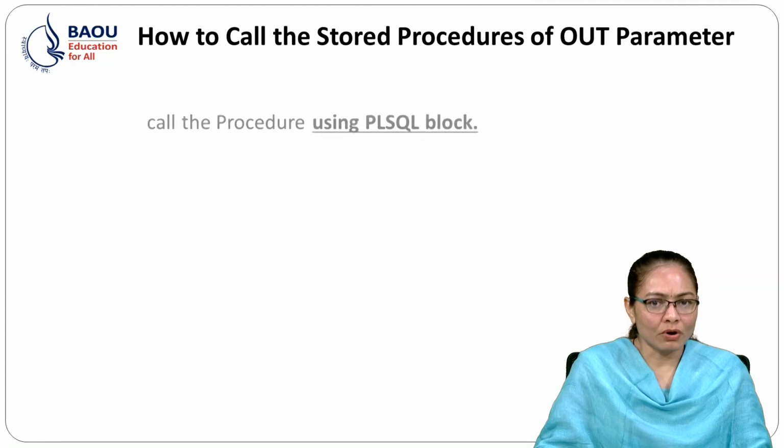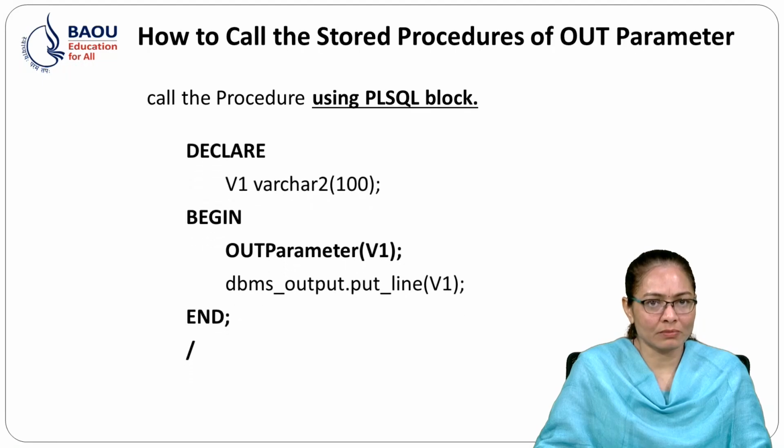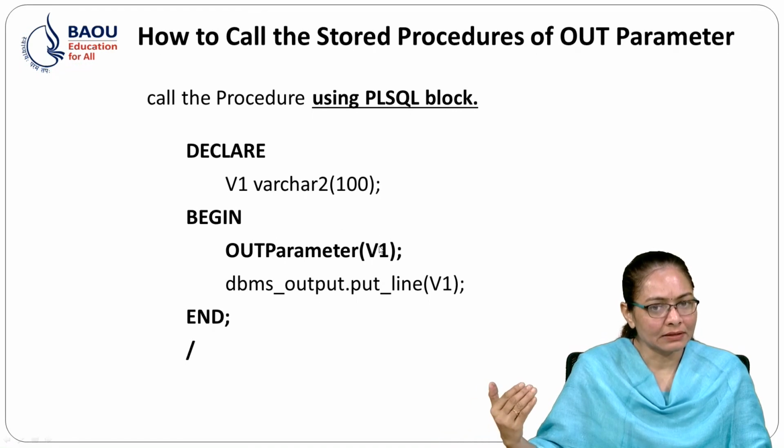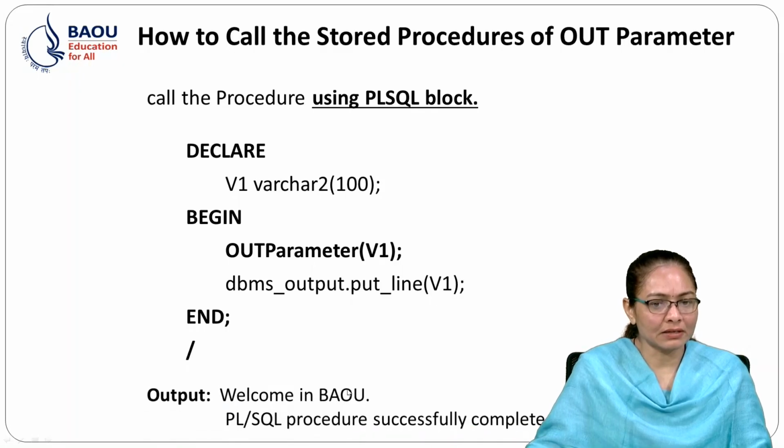Now how to call the stored procedure of the OUT parameter? Call the stored procedure using the PL/SQL block. In the PL/SQL block, in the declaration section, we define the variable v1 as VARCHAR2 and size is 100. In begin, out_parameter is the procedure name, and here we pass the v1 variable. So the v1 variable is used to accept the value from the procedure and display it, like welcome in BAU.